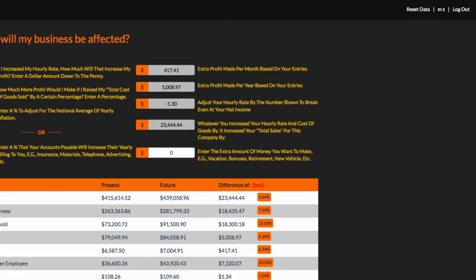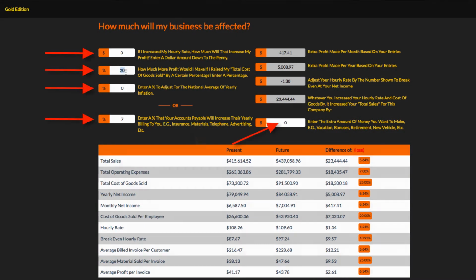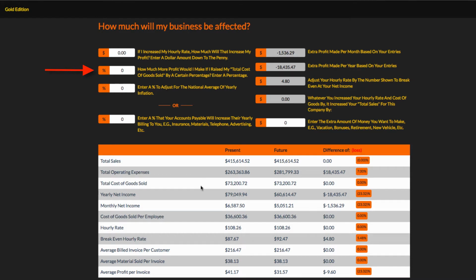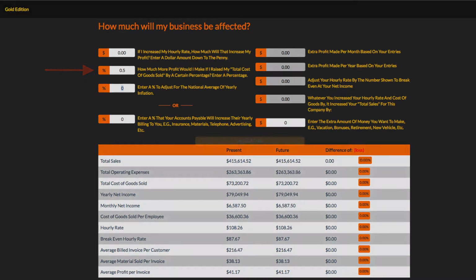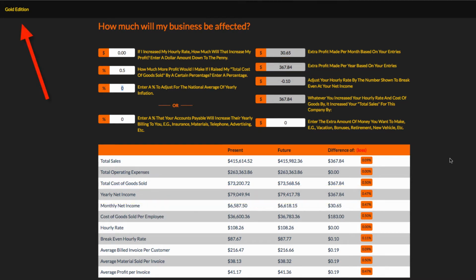Let me do something really cool here first. I'm going to clear all these to a 0 value. I'm going to put in a 0.5% here in our cost of goods sold. A 0.5%, which is 0.5. Look at your yearly net income now. That would be a 50-cent increase on a $100 item that you sell. You can now more than afford to purchase the profit generator Gold Edition. And you haven't even seen the third page yet.